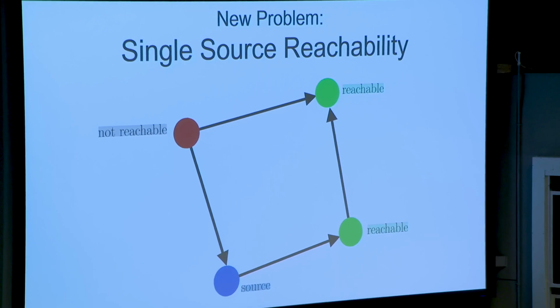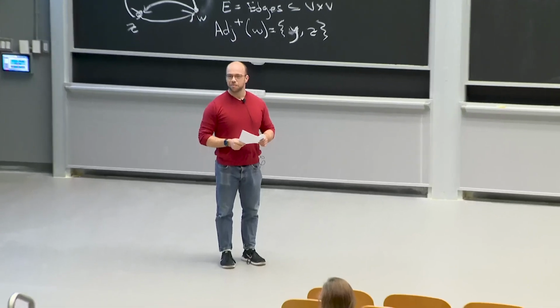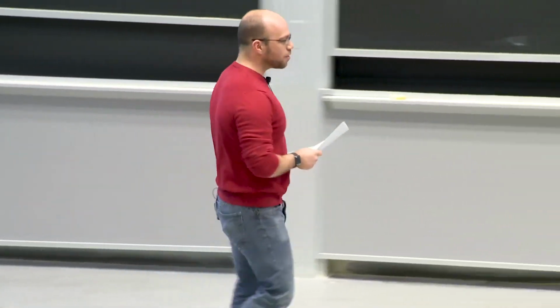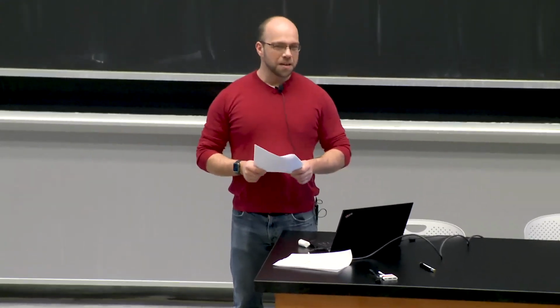So the reachability problem is just asking which nodes can I reach from a given source. It's pretty straightforward, I think. Of course, there are many ways to solve this, right? In fact, one way we could do it would be to use our previous lecture, right?